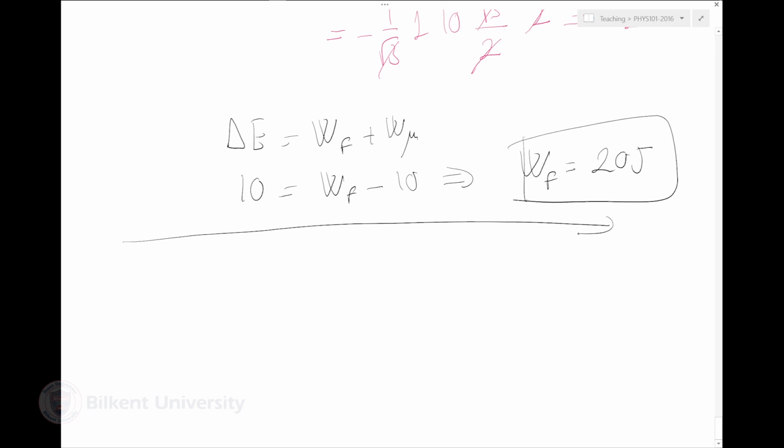Now, let me make an aside here. Energy we measured in joules, right? The unit of energy is joules. This is a derived unit. In terms of our base units, this is just kilogram meter squared per second squared.